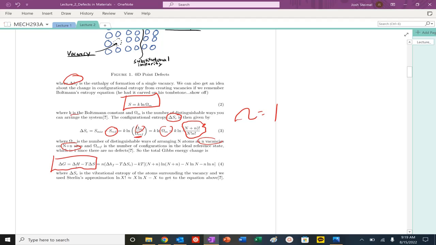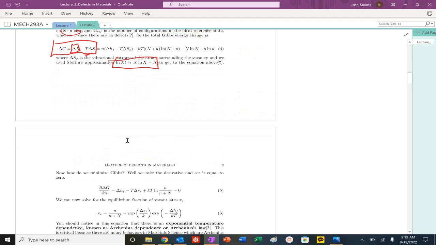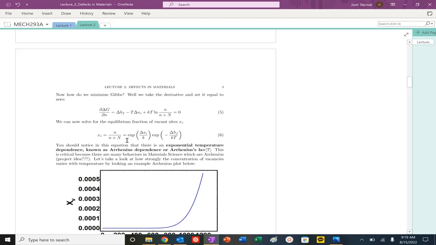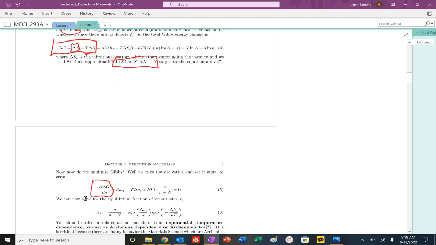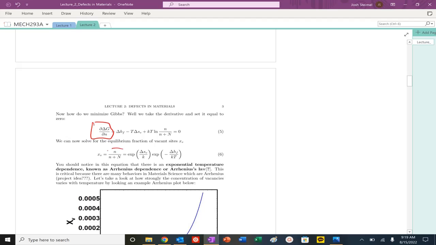Now we can basically ignore the vibrational entropy, though you could keep it, and then use Stirling's approximation to deal with that factorial. This gives us our Gibbs free energy, but we want to minimize the Gibbs free energy. So what is our lowest energy state as a function of the concentration of those vacancies? We take the derivative of this function with respect to little n, and you eventually get a fraction of those vacancies.